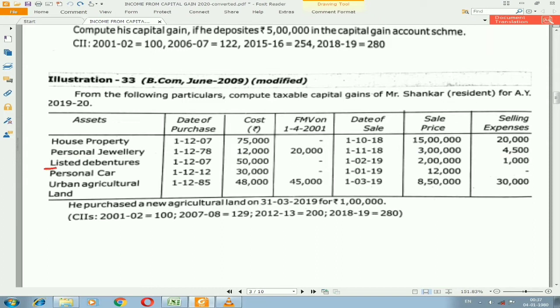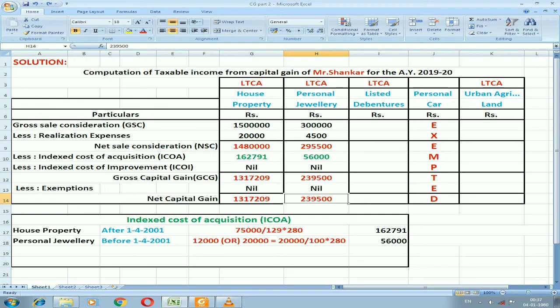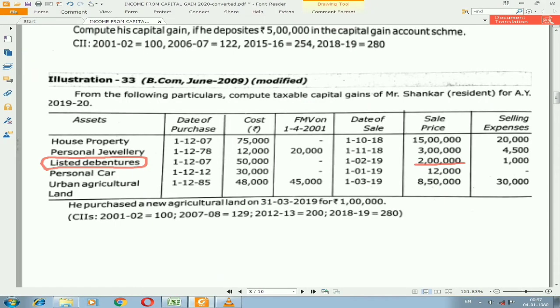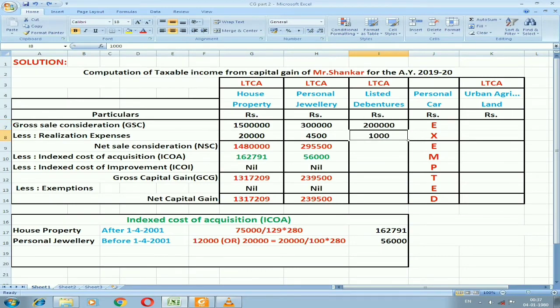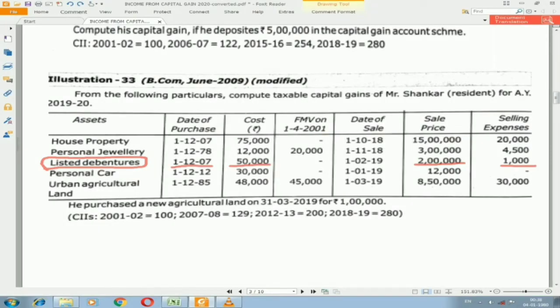It is also a long-term capital asset. The listed debentures are sold for rupees 2 lakh, and we also have a selling expenditure for that, which is 1000. So let us take the first selling amount 2 lakh. Then we have the selling expenses 1000. After deducting that 1000, we'll get 1,99,000. Then we need to go with the indexed cost of acquisition. It is purchased on 1/12/2007, which is after 1/4/2001. An amount of 50,000 we are supposed to take.